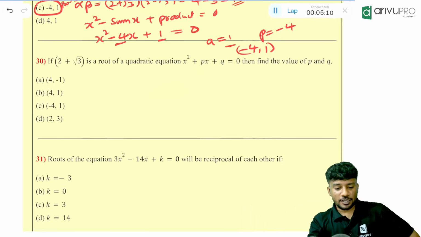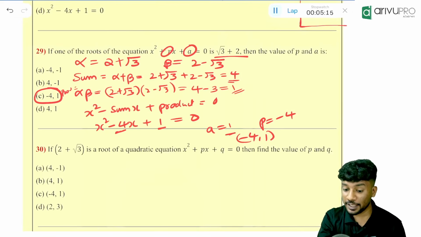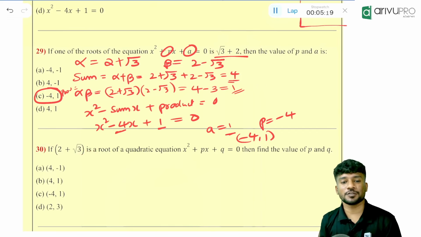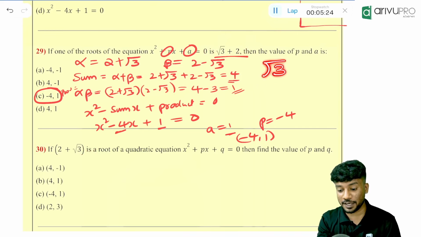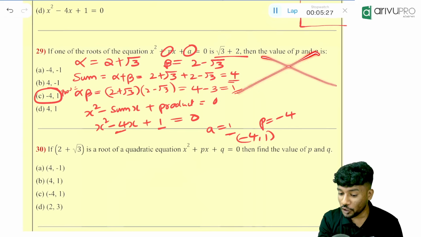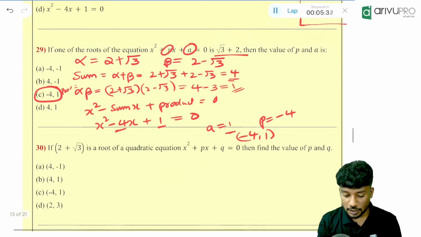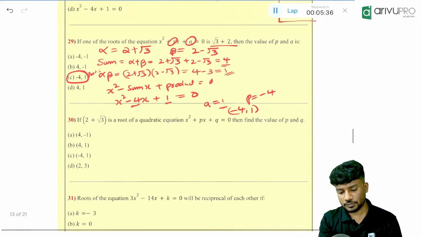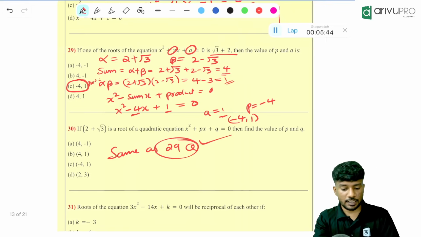Fine. Look at this question. Both the questions are the same. The only difference was this: they gave root 3 plus 2 here, and there they gave 2 plus root 3. So with root 3 plus 2, many people will make mistakes. The first mistake will be writing root 3 minus 2. Is that correct? No. You should only change the sign in front of the irrational number. Okay. Same question as 29. Now the next one. So I'll write it. Same as the 29th question. Fine. You can get the answer.